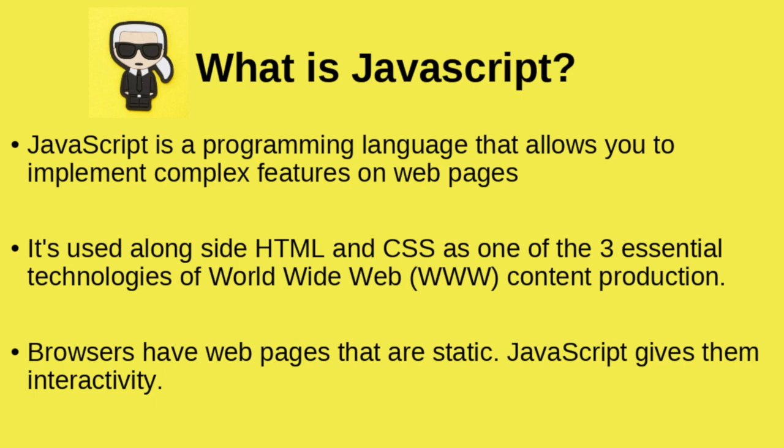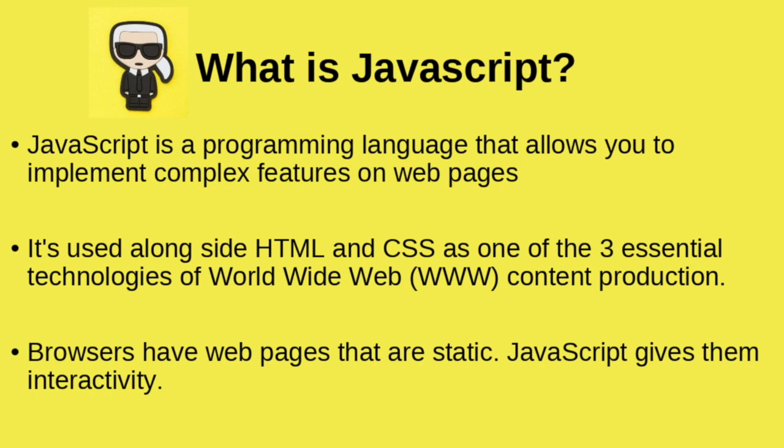The first question you're probably wondering is, what is JavaScript? Without all the fluff, this is it. JavaScript is a programming language that allows you to implement complex features on web pages. It's a high-level, dynamic, untyped and interpreted programming language.